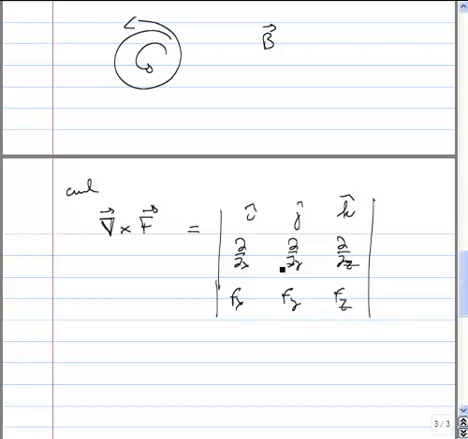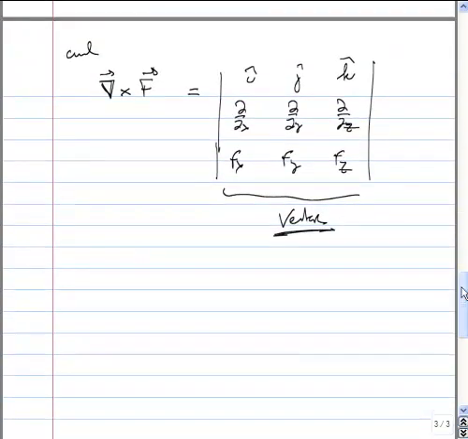The i component would be ddy times fz minus ddz times fy, and so on and so forth. So we end up with three terms, and of course this is a vector function. So when you take the curl of a function, you end up with another function.